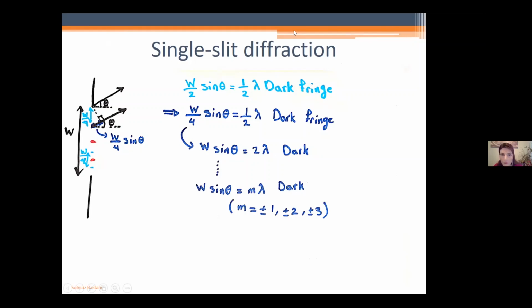Let me see, I have 2 chats. What does it mean that L is bigger than W? Nice question, Ethan. So it means that the distance between the screen and the slit should be much bigger than the width of the slit. If the width is comparable to the distance between the slit and the screen, then that doesn't give us the diffraction, or we cannot use all these equations here. Did you get your answer? Okay, thanks.